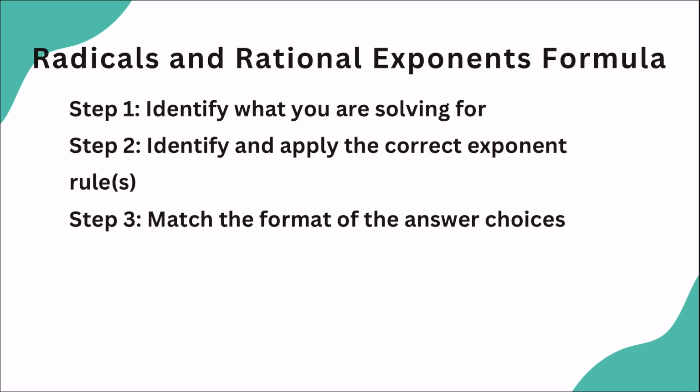So here's a formula we're going to use for radicals and rational exponents. Step number 1, we're going to identify what we're solving for. Step number 2, we're going to identify and apply the correct exponent rules. And I say rule or rules because you might have one exponent rule you're using or you might have multiple. Step number 3, you're going to match the format of your answer choices.